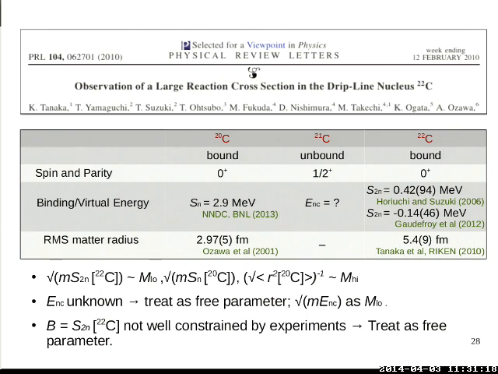So here are the scales. The two-neutron separation energy of carbon-22, we treat that as a low scale. That of carbon-20, that's a high scale. The size of carbon-20 scales as m high. The neutron core energy is unknown. The carbon-21 virtual state energy is unknown, but we treat it as low scale and treat it as a free parameter. We do not use any of this data because these are not very well known. So that again is a free parameter.